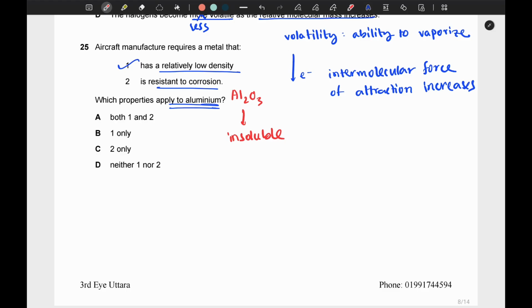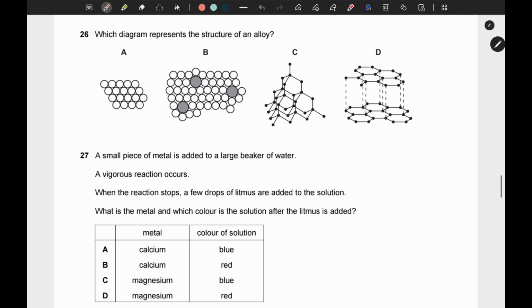This insoluble layer also behaves as a protective shield for our aluminum. So as a result, it is also resistant to corrosion, because this insoluble layer prevents water and oxygen from coming in contact with the aluminum metal. So in that case, A should be our answer.